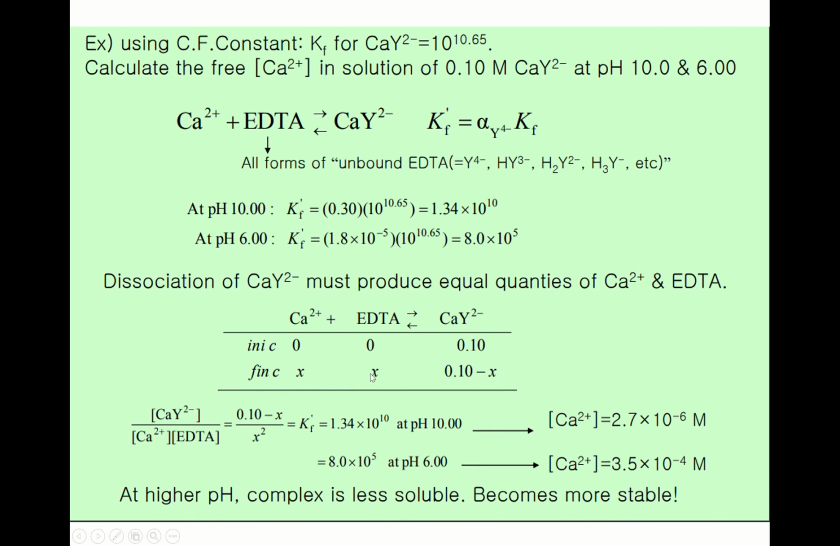This concentration is lowered a little bit by X amount. So we write the equilibrium equation, and we can solve it. This is just a quadratic equation, and exactly solved. This is the free calcium ion, and the numerator is not free calcium but bound calcium ion. We calculate that the calcium ion concentration at pH 10 is 2.7 times 10 to the minus 6 molar. At pH 6, the calcium ion concentration becomes higher, because more calcium ion is dissociated from this complex, which is 3.5 times 10 to the minus 4 molar.